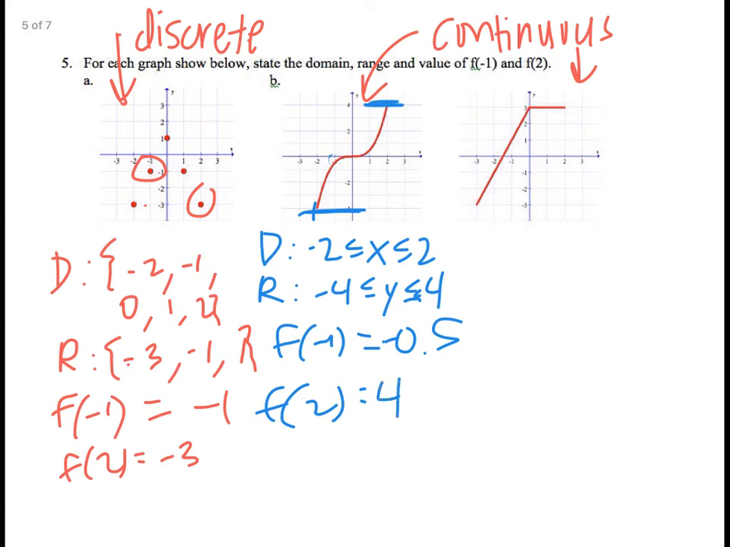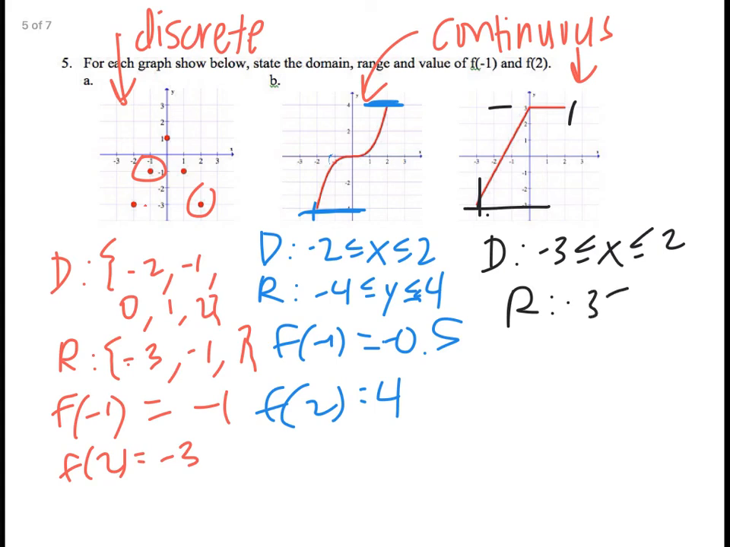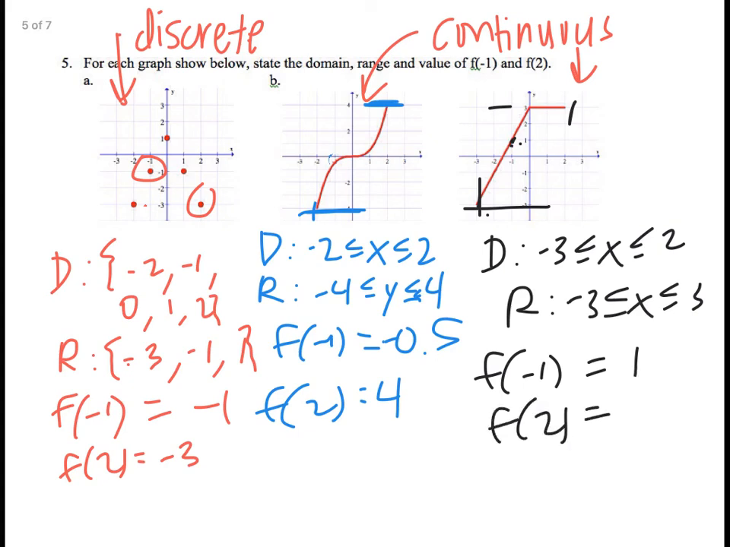And for our last one, same thing, domain is going to be an inequality. X goes from -3 to 2. Let's look at our y's. Goes from -3 to 3. And then f of -1 looks like it is 1. It's kind of right there. And f of 2 is right here at the end, and that is 3.